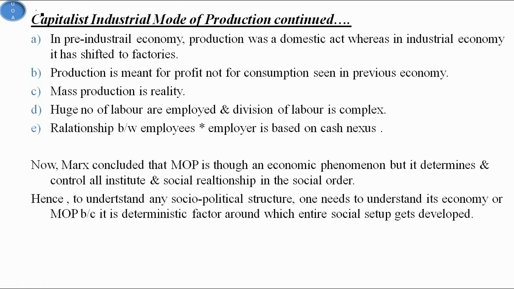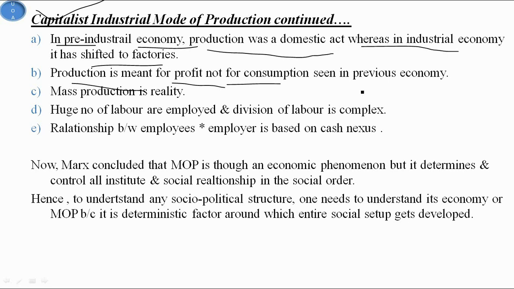Now the capitalist and industrial mode of production continues. In this we will see that in the pre-industrial economy production was a domestic act, whereas in the industrial economy it has shifted to factories. Now production will not be held in the homes, but in the factories. So production is meant for profit here, not for consumption, as we saw in the previous economies.